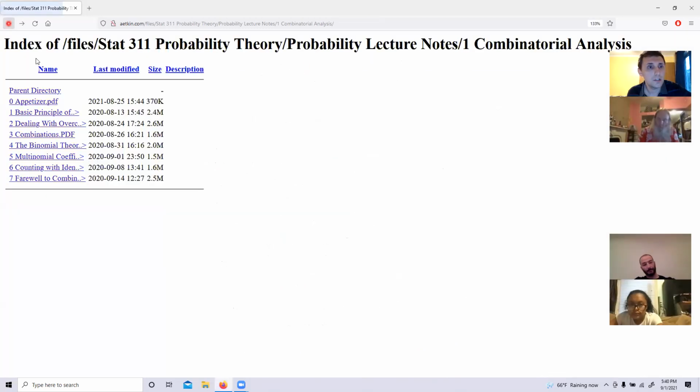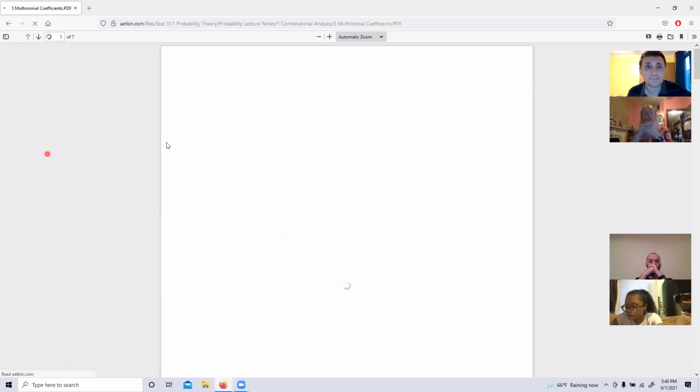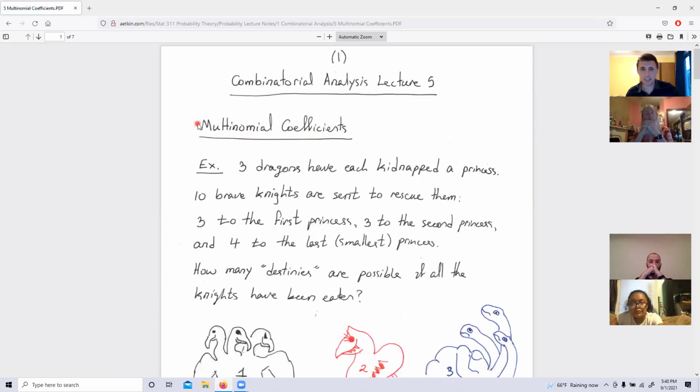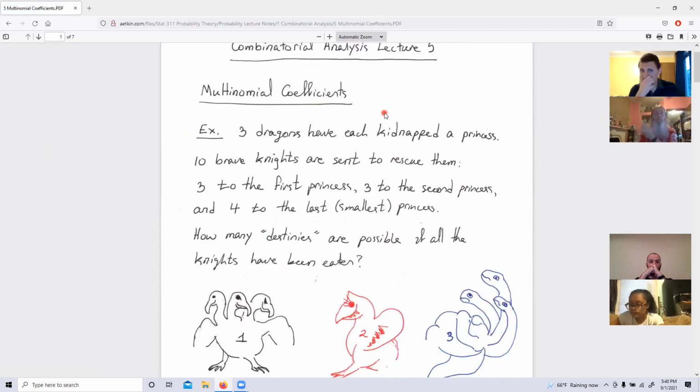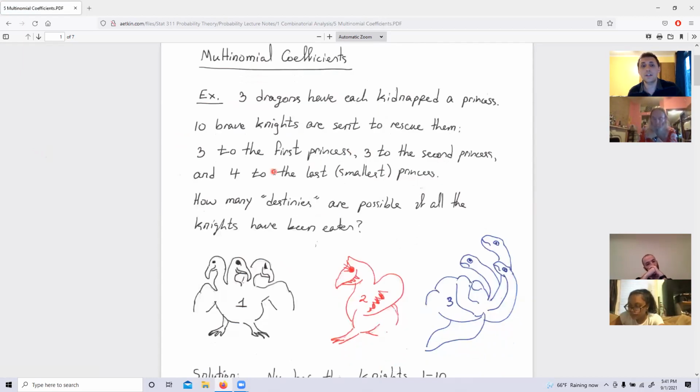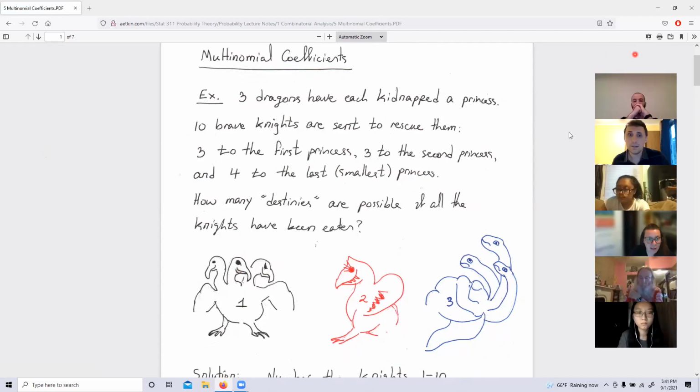Fine. Then we go on to multinomial coefficients. And here is the legend. So we have 3 dragons, and each has kidnapped a princess. 10 brave knights are sent to rescue them. 3 knights are sent to the first dragon, 3 to the second dragon, and 4 to the last dragon, you can see. The dragons will eat all those knights.